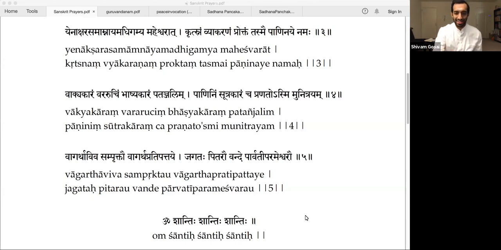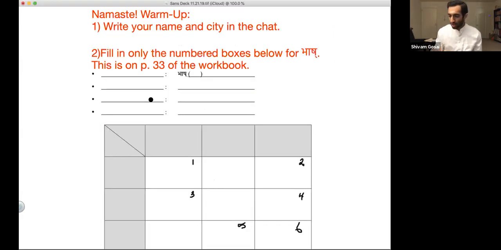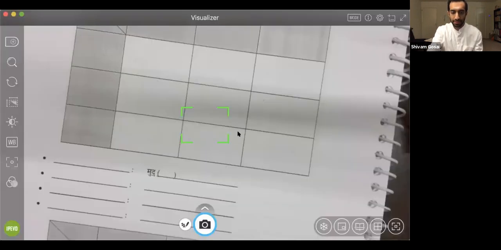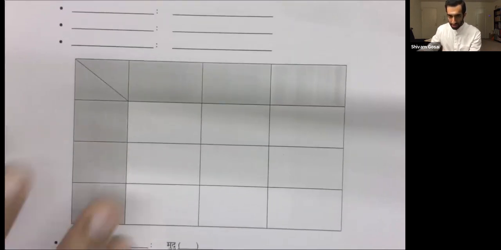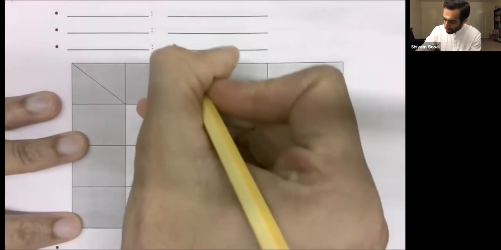Namaste. So we will get started with our class. On our screen we have Bhash Dhatu. We're doing fill in the blanks with Bhash Dhatu. Let me do that with you. If we have Bhash, you see at the top of the screen here, the Angam is Bhasha.